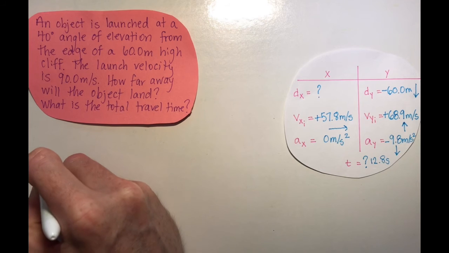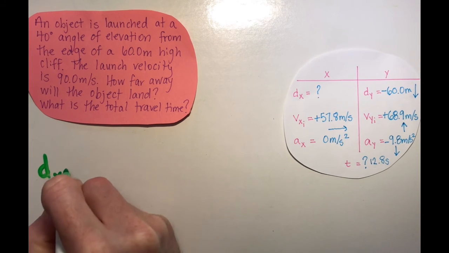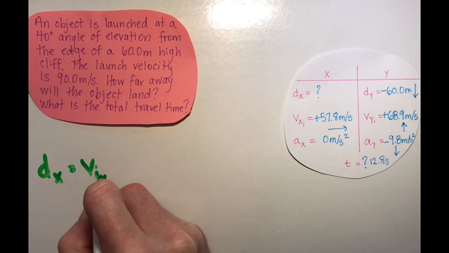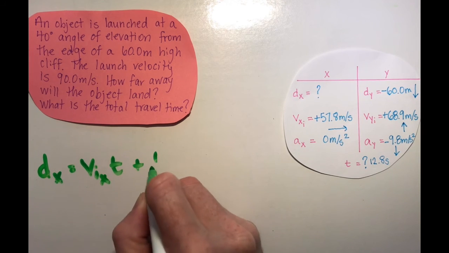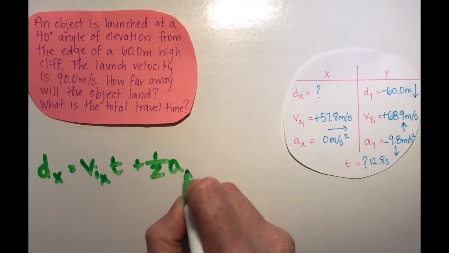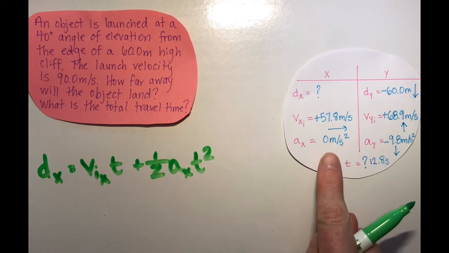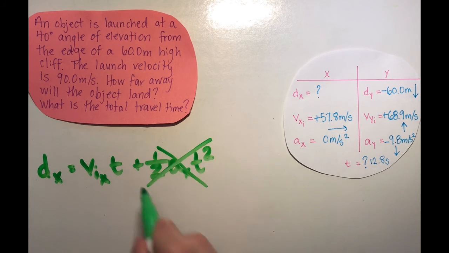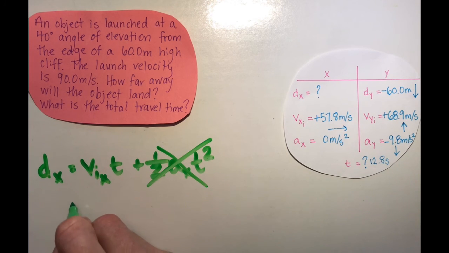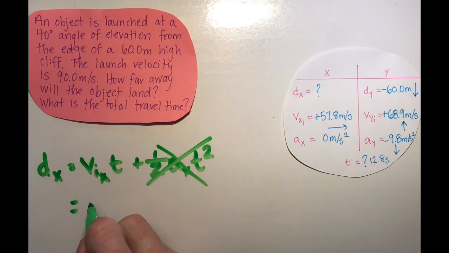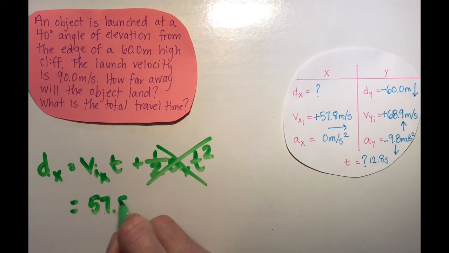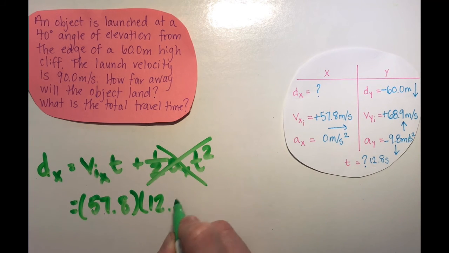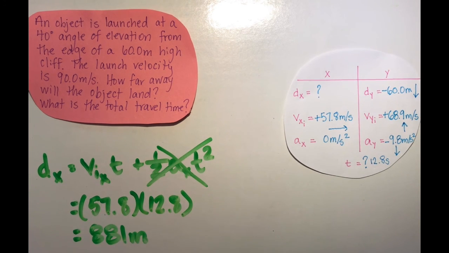If we write down our information for this equation using horizontal data, our horizontal displacement equals our initial horizontal velocity times time, plus half of our horizontal acceleration times time squared. Recall that the acceleration is 0, so this whole part of the equation cancels right out. So let's take our velocity of 57.8 meters per second, and we're going to multiply that by the time we've already calculated, which is 12.8 seconds. When we multiply this out, we end up with the final answer for our horizontal displacement of 881 meters.